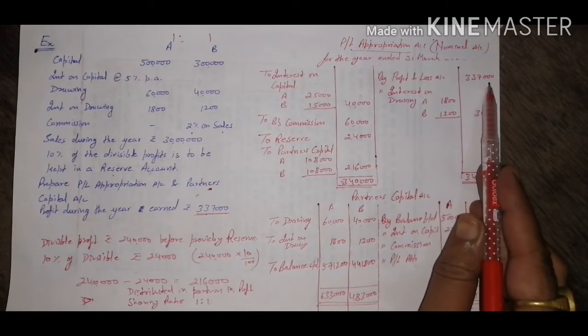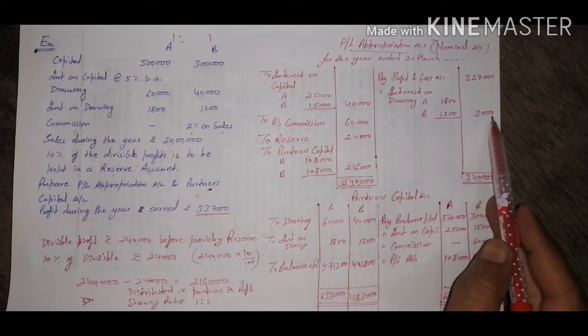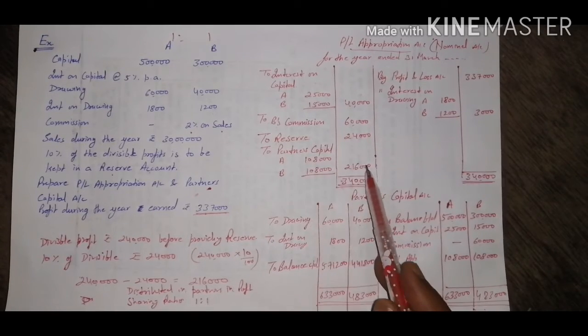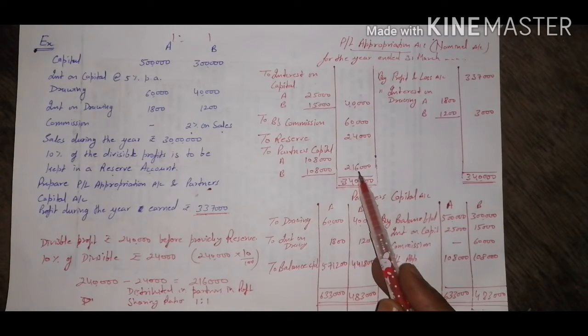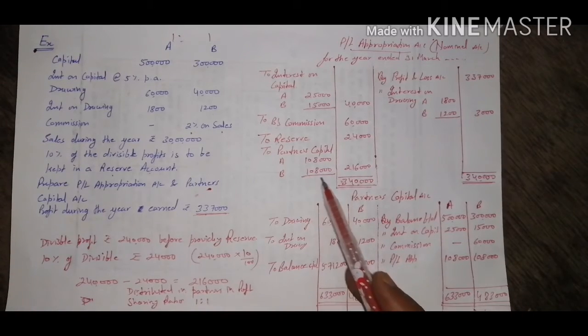Profit balance is credited. So on the credit side, interest on drawing charged by the firm is recorded as a profit. After all adjustments, the divisible profit is found to be rupees 2,16,000, distributed among partners in equal ratio.